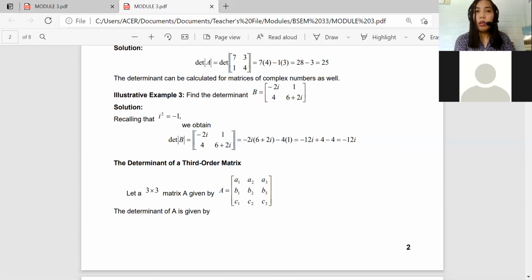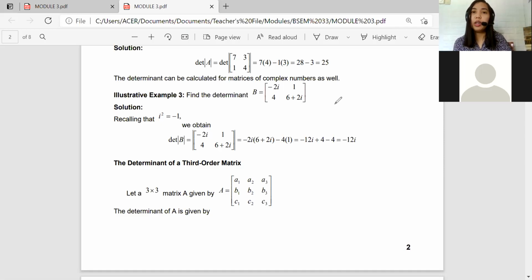We can also calculate the determinant of a given complex matrix. Okay. Example 3. This is a complex matrix because some of the elements are complex. Okay. So find the determinant of matrix B given this. So it's just the same. So we just need to review that i squared is equal to -1.